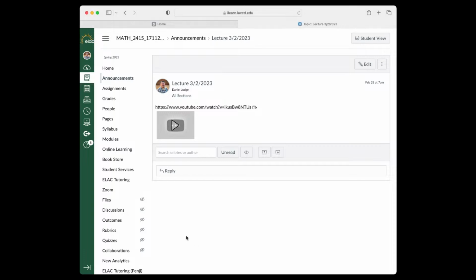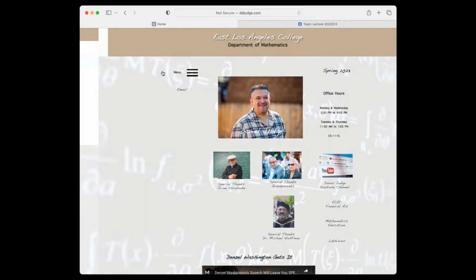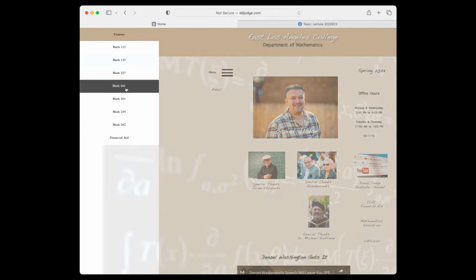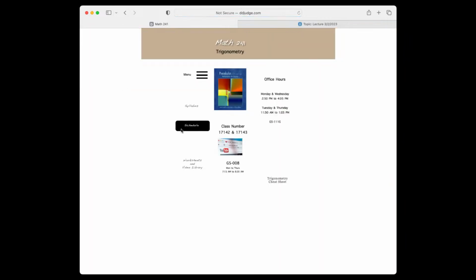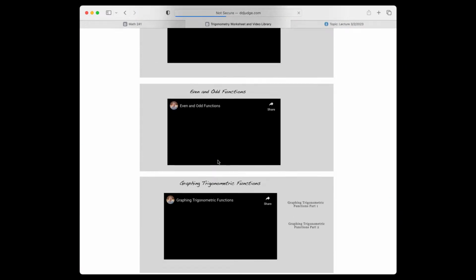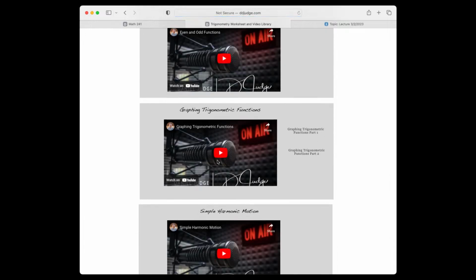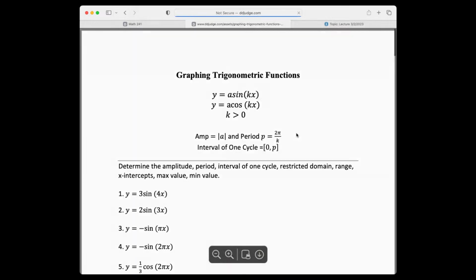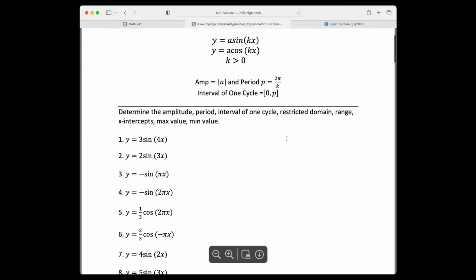So let's take a look here and let's remember what we were doing. We were working on graphing some trig functions. Looks like the wireless is a lot better today. So we're looking at graphing some trig functions, functions that look like this, sines and cosines to begin with.